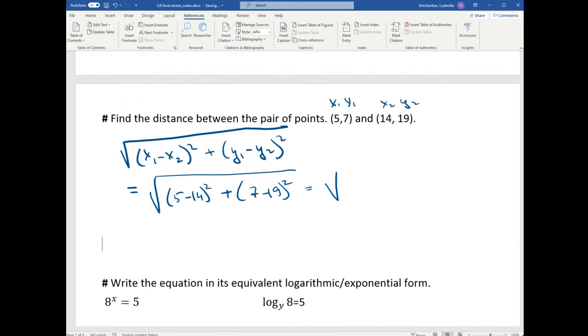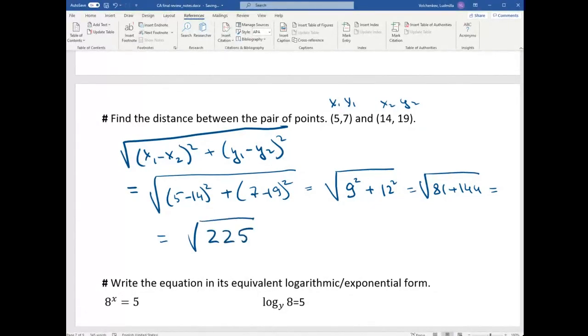5 minus 14 is 9 squared. Actually 5 minus 14 is negative 9, but since we square, we don't need to write this. We disregard this negative sign. It disappears by squaring. 7 minus 19 is 12 squared. Square root of 81 plus 144, 225. The square root of 225 is 15. So the distance between the points is 15.